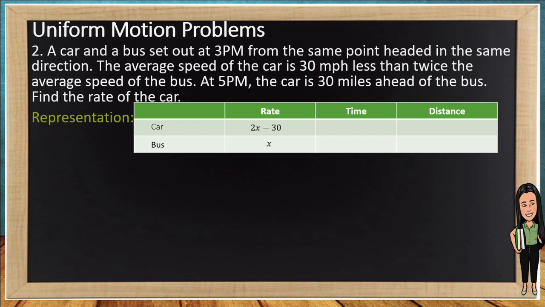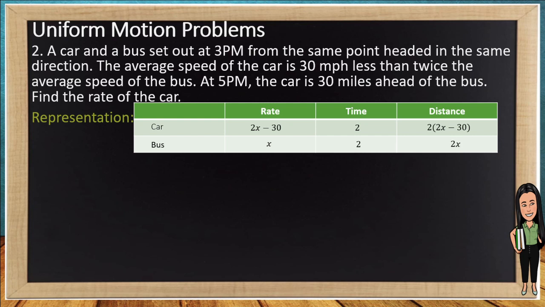Okay. At 5 p.m., the car is 30 miles ahead of the bus. So, yung time na kukunin natin will be at 5 p.m. Pero hindi naman natin ilalagay doon na 5 p.m. Nakalagay dito sa question, they left from the same point at 3 p.m. So, dun sa pagdating ng 5 p.m., naka 2 hours na sila. So, 2 yung ilalagay nating time sa pareho. Okay? So, yung distance traveled is equal to 2 times (2x minus 30) and 2x.